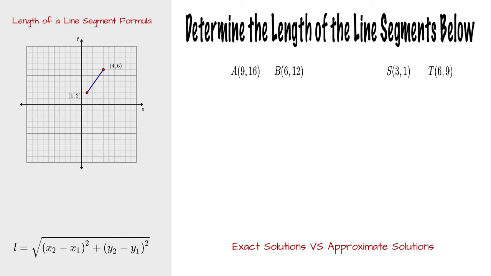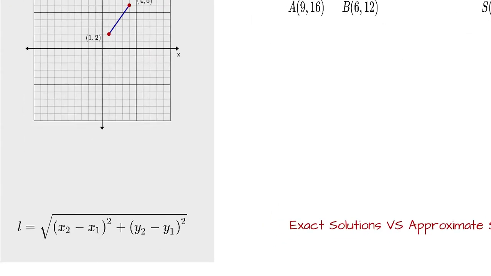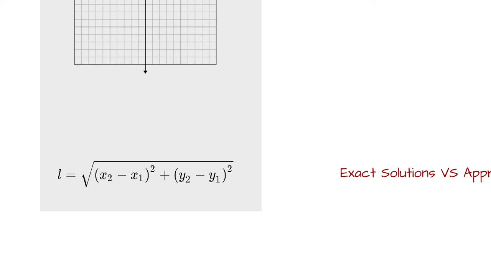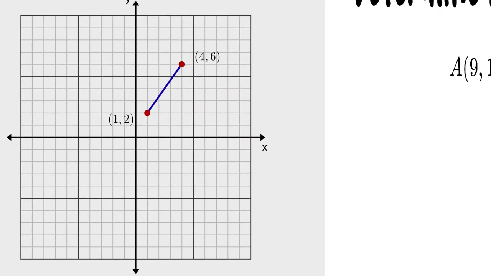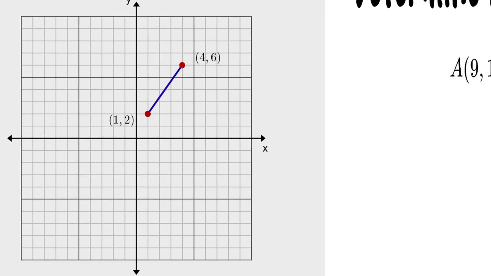Before we start to use the tool of the length formula, I'd like to explain how it's made. I've written it down here at the bottom of the left-hand side of your screen in gray, and I'll use my example up here to show you how that is made. Looking at the coordinates (1, 2) and (4, 6), I want to figure out how far that is. So what I'm going to do is make a right triangle. And if I make a right triangle, I can use the Pythagorean theorem.